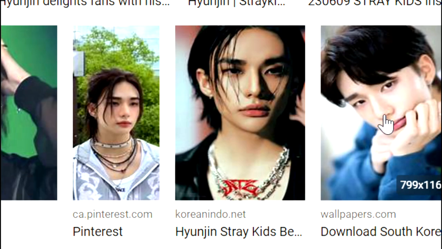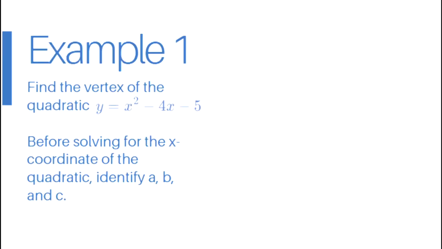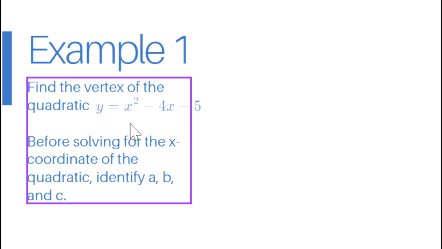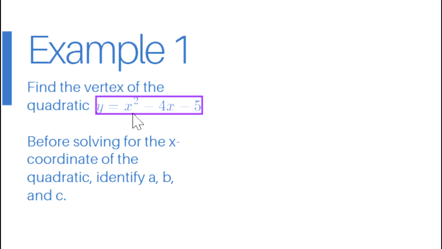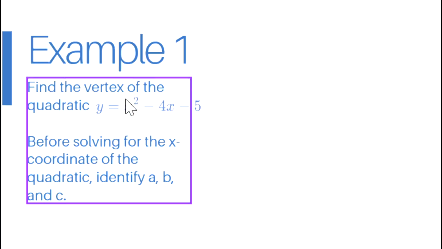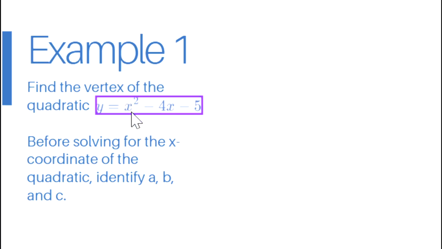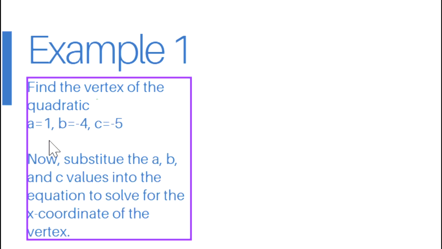He needs a babysitter. Okay, now that our formula's back, before solving for the x-coordinate of the quadratic, we need to identify a, b, and c. So in the standard form, the a is the number attached here. So a is 1. There's a 1 there, even though it's not written. B is negative 4, and c is negative 5. So see, a is 1, b is negative 4, c is negative 5.